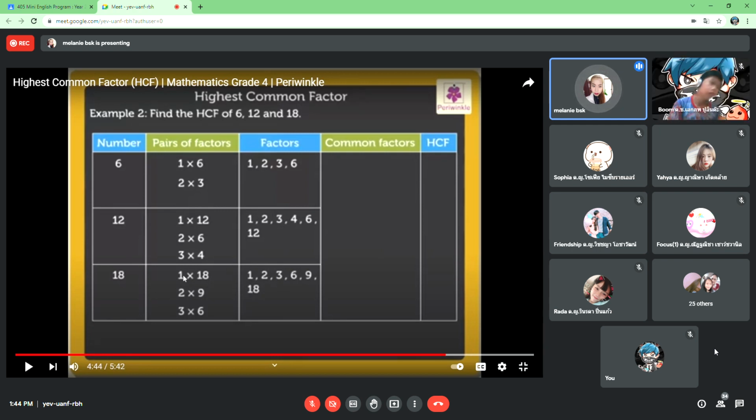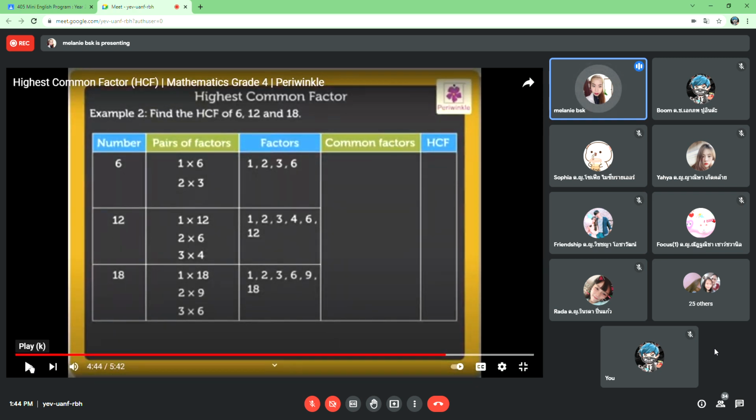Okay, so where did we get 1, 2, 3, 6, 9, and 18? We got them from here. If we multiply 1 times 18, it is equal to 18. 2 times 9 is equal to 18. 3 times 6 is equal to 18. Now, what common factors do they have?